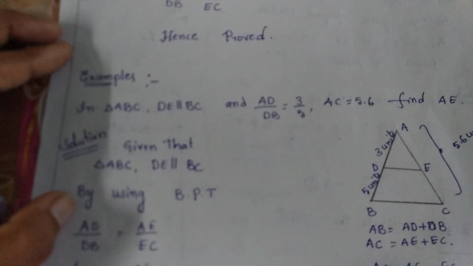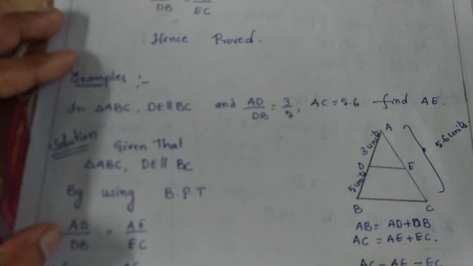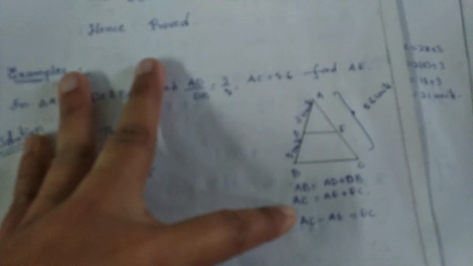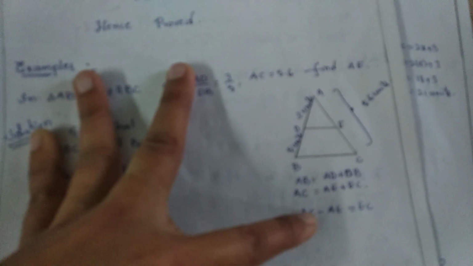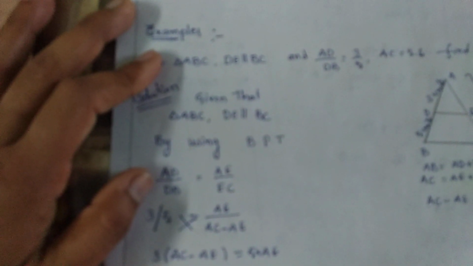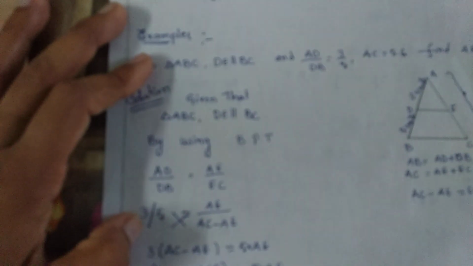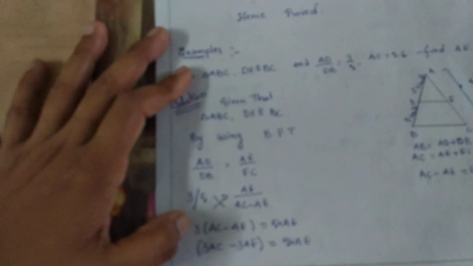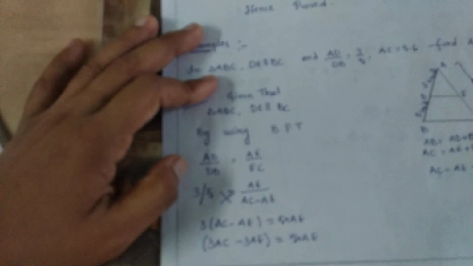By using the basic proportionality theorem: AD by DB equals AE by EC. Here AB equals AD plus DB, and AC equals AE plus EC, so EC equals AC minus AE. Given 3 by 5 equals AE by AC minus AE. Then cross multiply: 3 into AC minus AE equals 5 into AE.